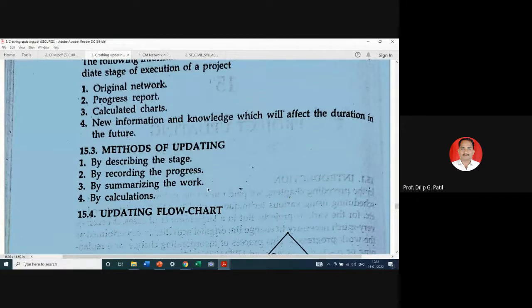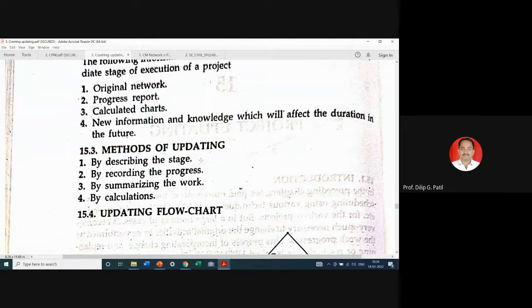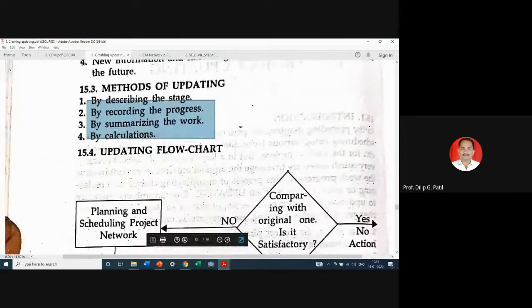So on the day of updating, this condition may occur in between a number of times. On the day of review or progress meeting, you need to discuss with all the stakeholders about the project progress, and accordingly the new schedule will be prepared, and there will be changes in the project durations. So methods of updating: by describing the stage, by recording the progress, by summarizing the work, by calculation. All these features we are going to incorporate in our next planning.